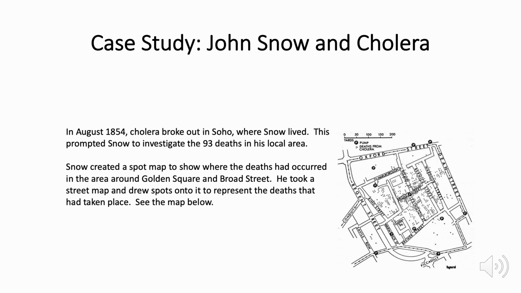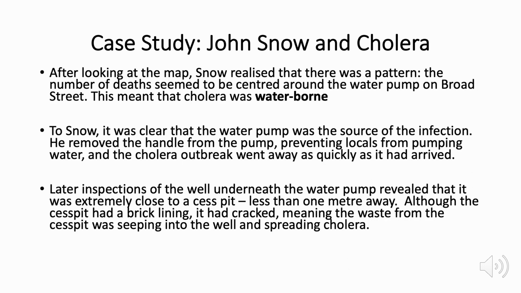And he basically identifies that all the deaths are converging around somewhere called Golden Square and Broad Street. And where those two streets meet is the Broad Street pump, okay? So it's a water pump, all right? So he theorizes that all these deaths are linked to the water pump on Broad Street. So he thinks that cholera is a waterborne disease.